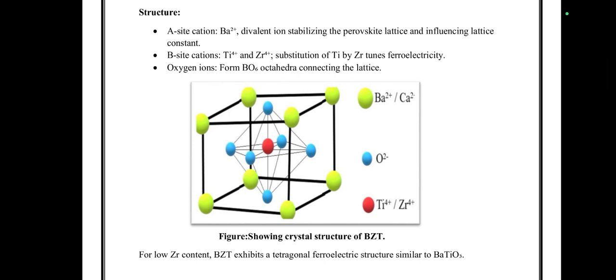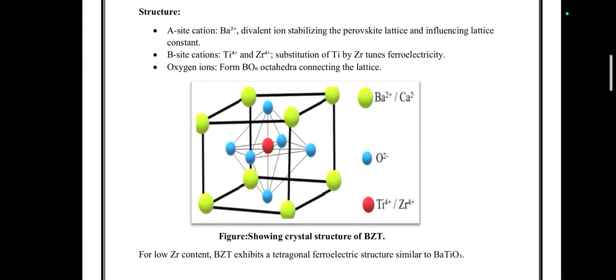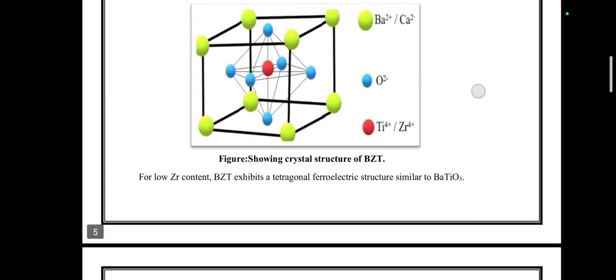As shown in the figure, crystal structure of BCT, oxygen ions are present at the corners of octahedra and titanium and zirconium ions are present at the center of octahedra and barium divalent ions are present at the corners of crystals that influence lattice constant and stabilize the perovskite lattice.